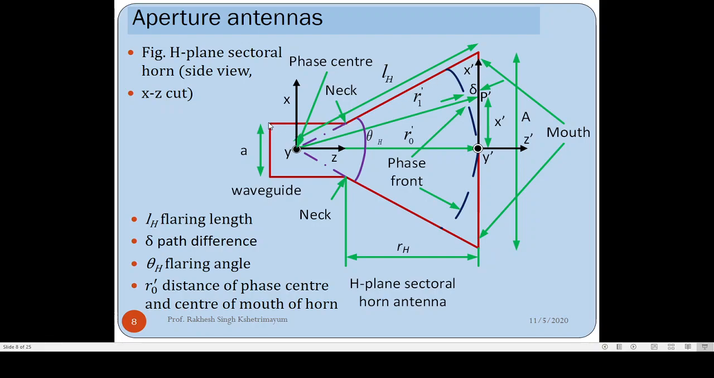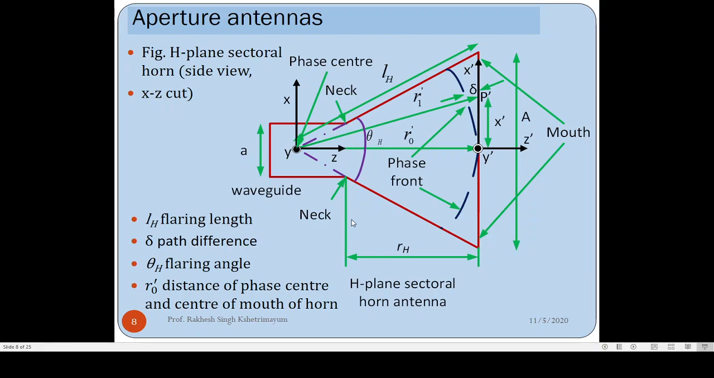Now the dimension of the waveguide is A here along the x-axis, and the dimension of the horn antenna, this is called the mouth of the horn antenna, is capital A. As you know, I have increased the dimension of the waveguide to capital A to get the E-plane sectoral horn antenna. So this is the mouth, and this dimension is capital A. And the point where you are connecting the waveguide and the horn antenna is called the neck of the horn antenna.